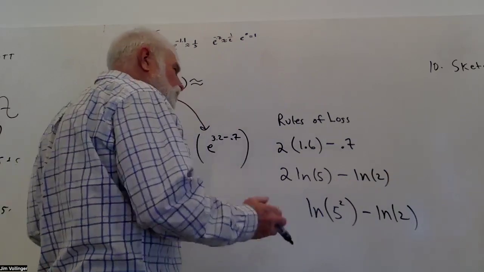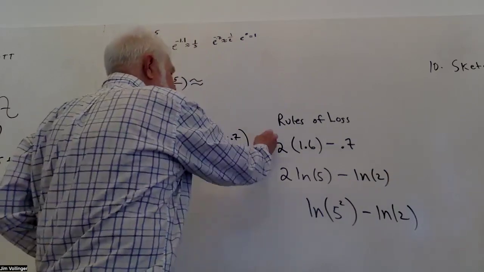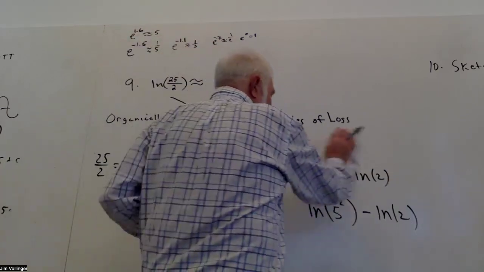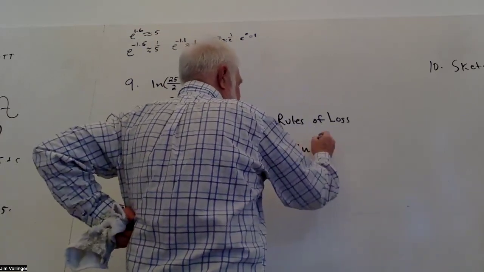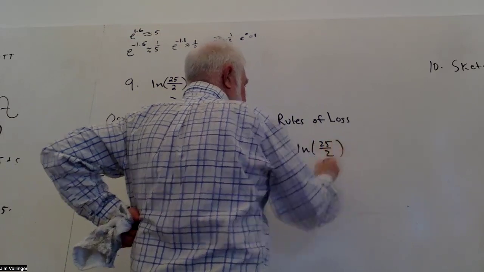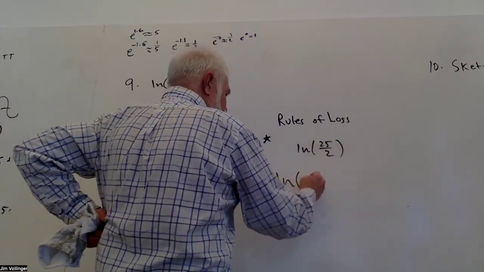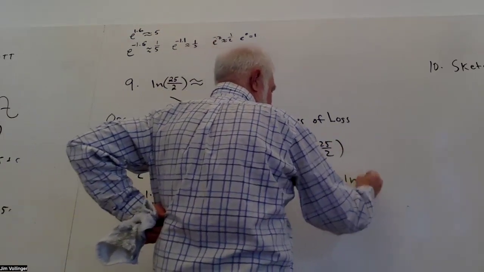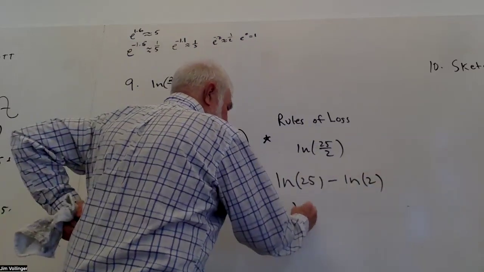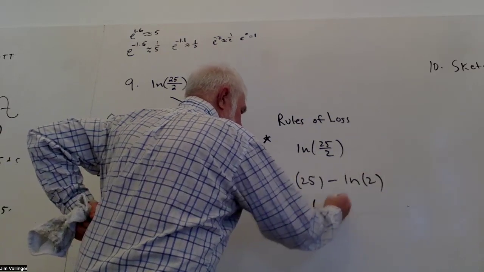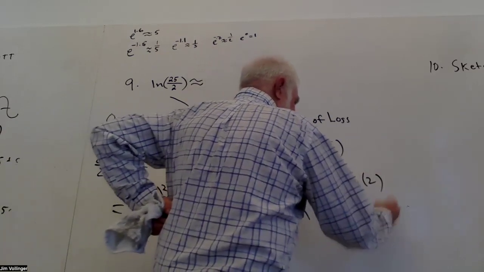Okay? So if I was doing this problem to get here from the ln of 25 halves, I know division has some subtraction to it. So step 1, that would be true because that's what we did. Step 2, we wrote it like that.